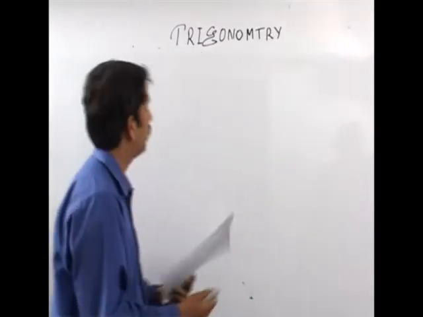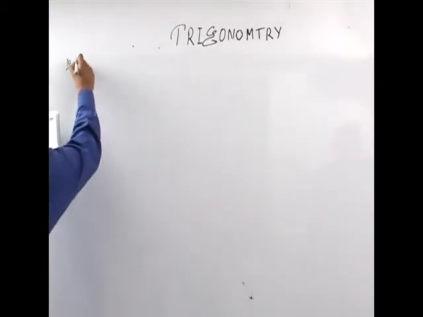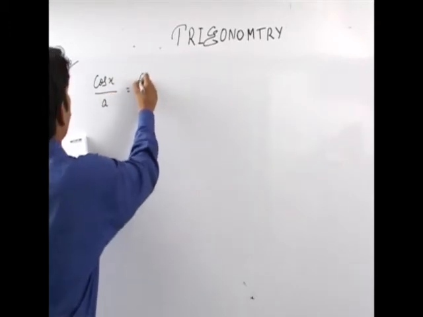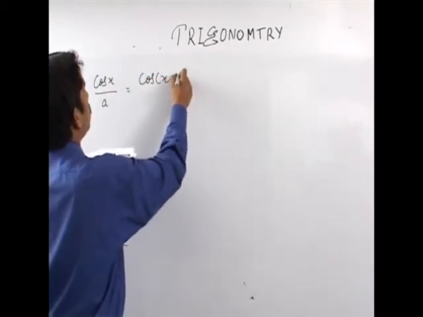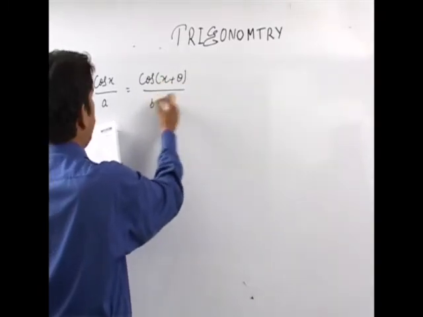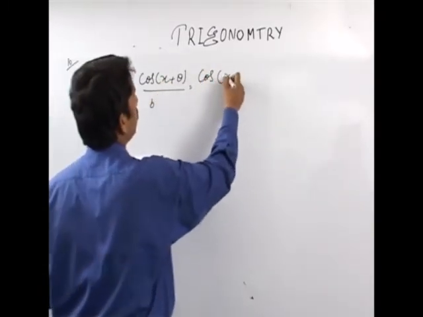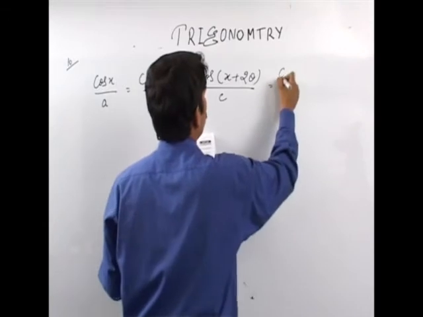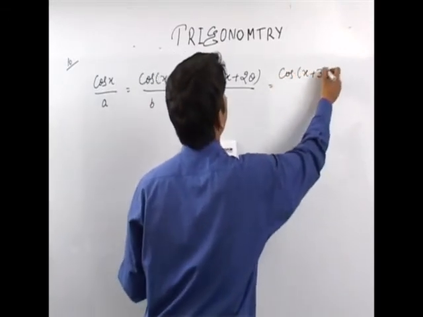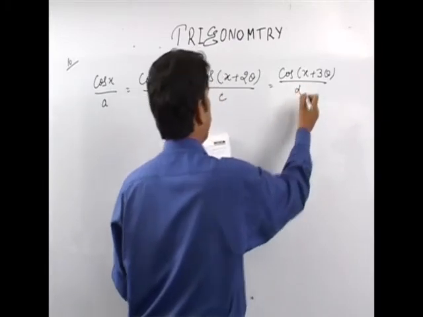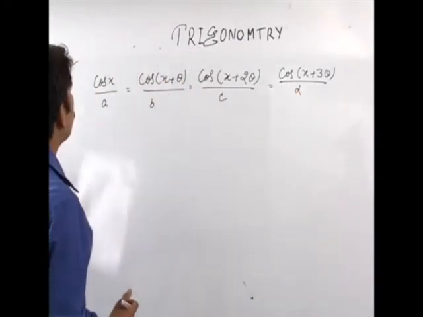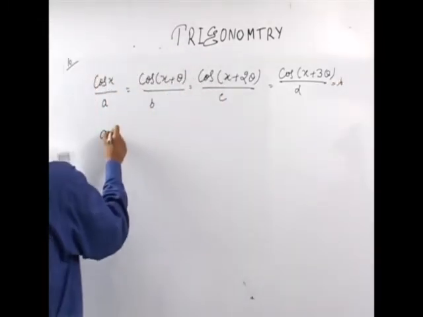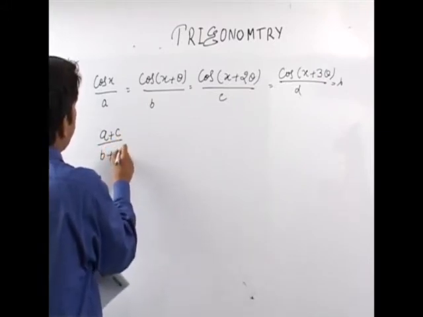The question is: cos x over a is equal to cos of x plus theta over b is equal to cos of x plus 2 theta over c is equal to cos of x plus 3 theta over d. Now let this be equal to lambda. You have to find out the value of (a plus c) over (b plus d).